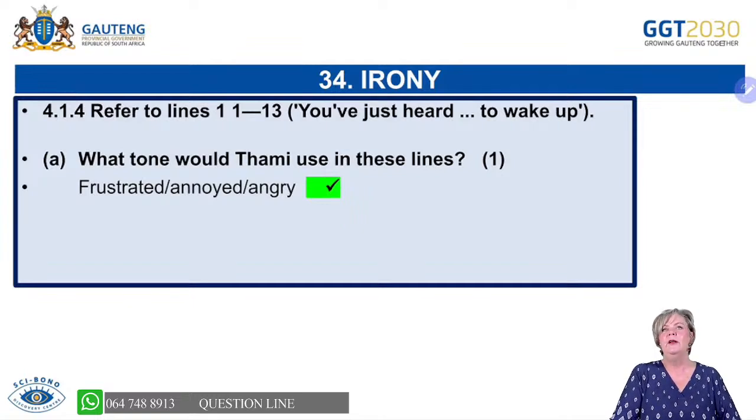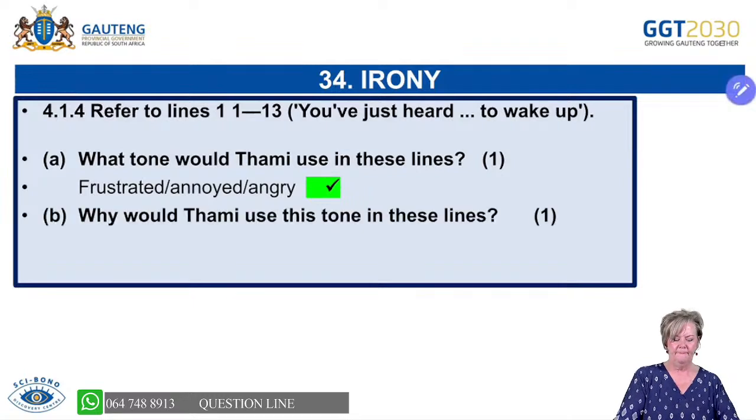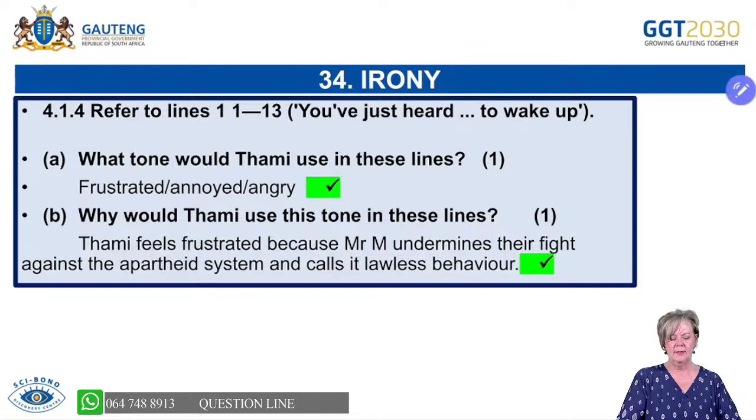And please try and use interesting words, better than angry or sad or happy. You know that these kinds of questions are going to crop up, so make sure that you've got a couple of words that you could actually use in the context of the play. Why would Tommy use this tone in these lines? He feels frustrated because Mr. M undermines their fight against the apartheid system and calls it lawless behavior.